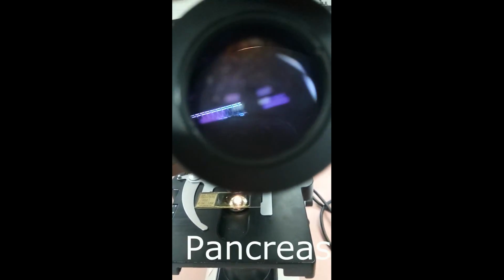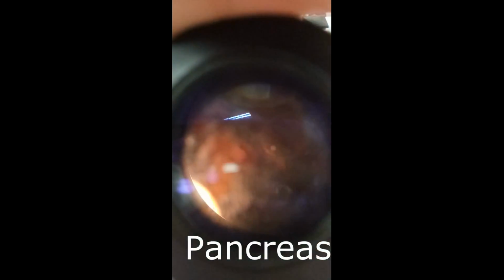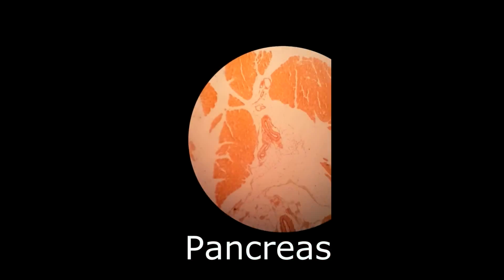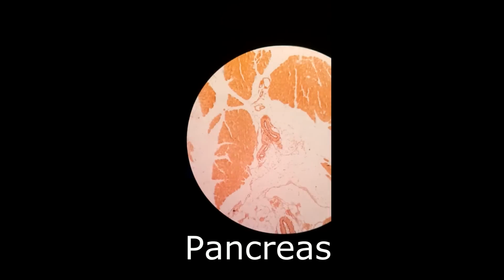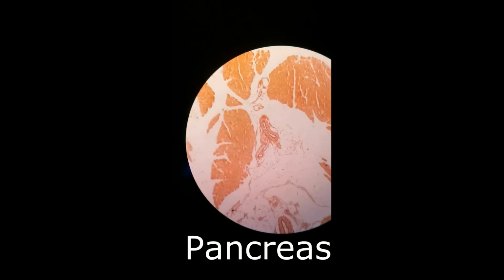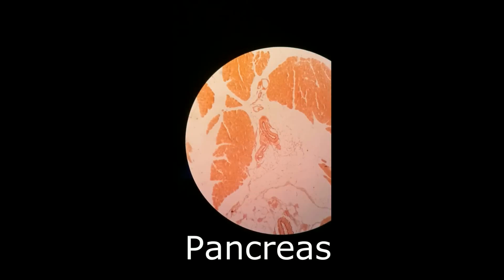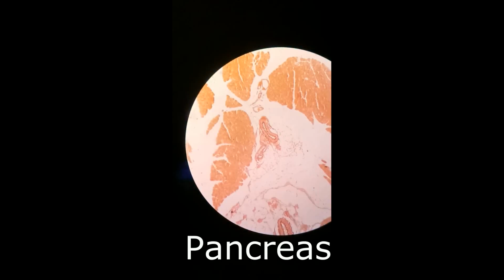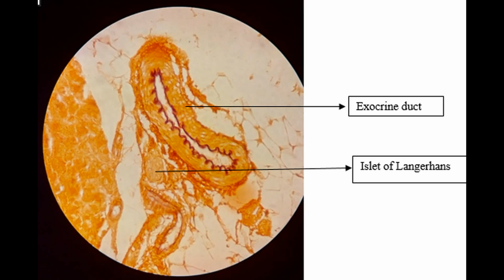Now we look at the pancreas slide. Pancreas is located behind the stomach in the upper left abdomen. Pancreas is responsible for producing enzymes which are important to digestion. The enzymes involved are trypsin and chymotrypsin to digest protein, amylase for carbohydrate digestion, and lipase to break down fats.